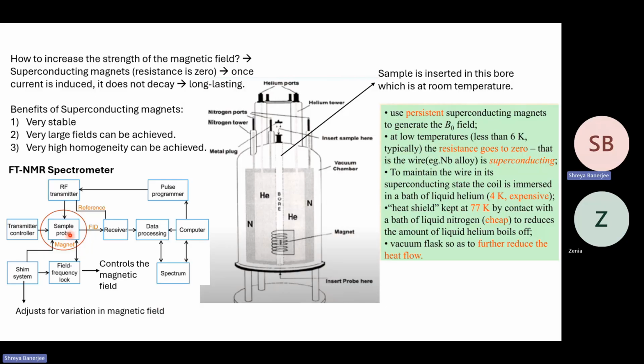There are some other components also, like a field frequency lock that is controlling the magnetic field, so you can apply magnetic fields of different strengths. There is a shim system which maintains the field to be homogeneous. If the field becomes inhomogeneous, then you can have spectral broadening, so the shim system maintains the homogeneity of the field. So this is the very basic principle of the NMR spectrometer.